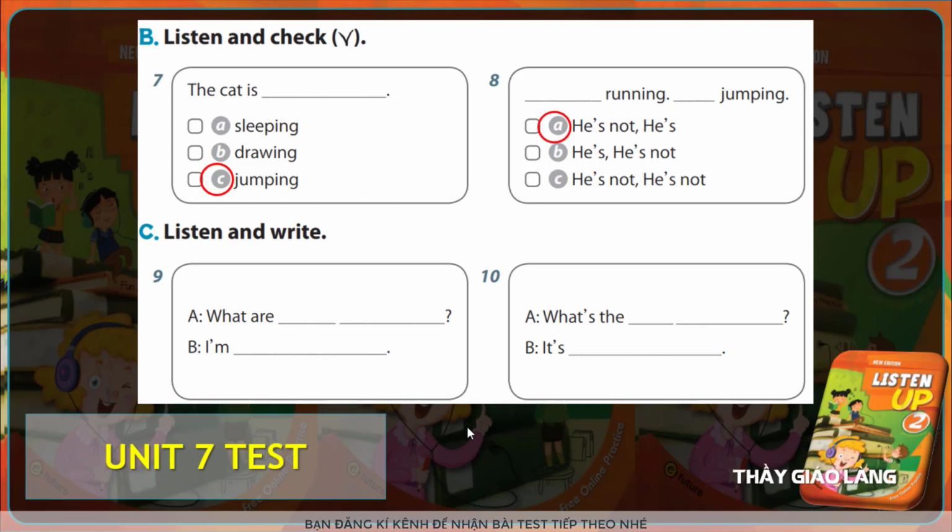C. Listen and write. 9. What are you doing? I'm studying. 10. What's the dog doing? It's sleeping.